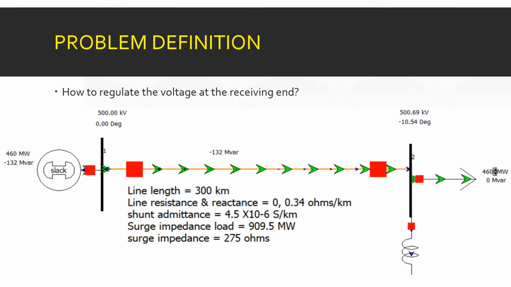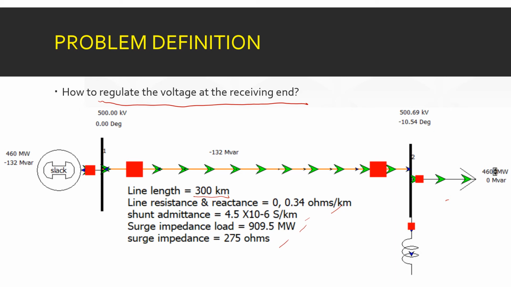Now we come to the second part of our problem: how to regulate the voltage at the receiving end. Again, I take a simple system. A simple generator is connected to a load. It supplies power to the load over a long transmission length of 300 kilometer. I take the same values as in the previous case.